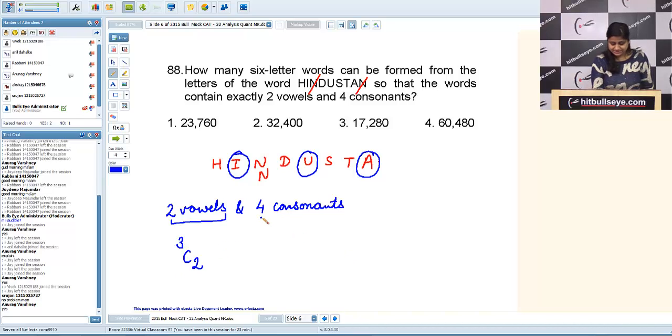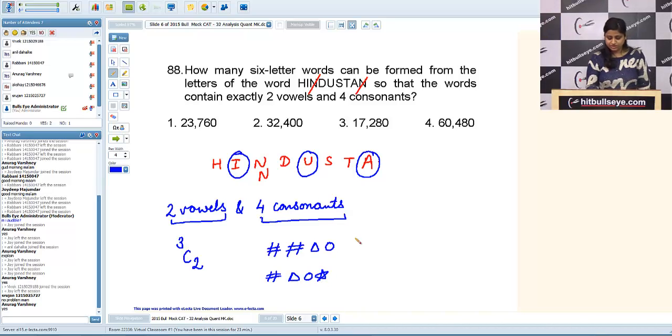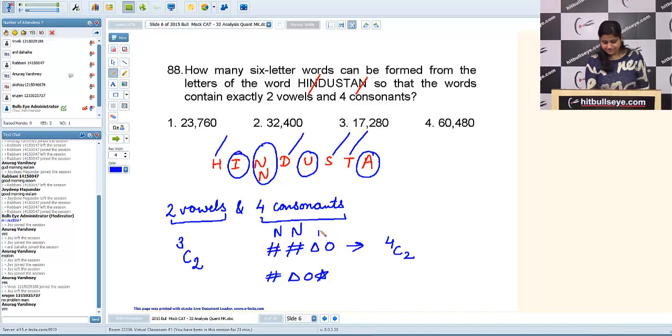Now, there will be 2 cases. Out of 4 consonants, say 2 are identical. I mean this way. And I'll take another case where all 4 are different. So, if we talk about this case, if 2 are identical, of course, they can be N. So, N is used. So, how many consonants are we left with? 1, 2, 3, 4. So, out of these 4, we want to select 2 corresponding to this.